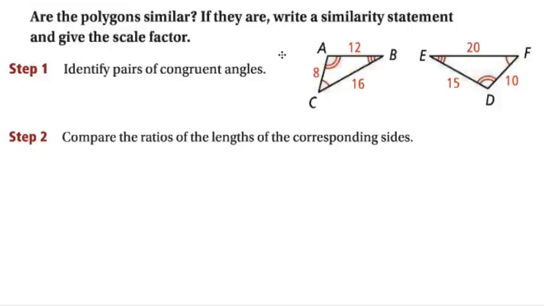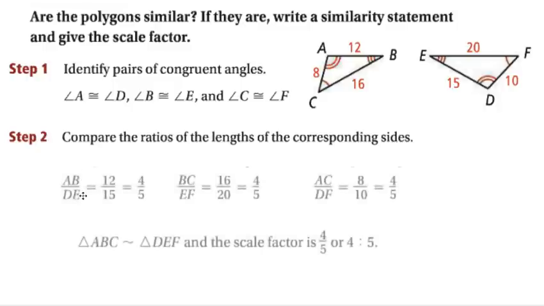Are these polygons similar? If they are, write a similarity statement and give the scale factor. So first of all, identify the pairs of congruent angles, and it looks like we do have three pairs of congruent angles, and then comparing the ratios of the corresponding sides. So here are the ratios of the corresponding sides. They all turned out to be the ratio 4 to 5, so we do have similar triangles, and there is our similarity statement. Triangle ABC is similar to triangle DEF.